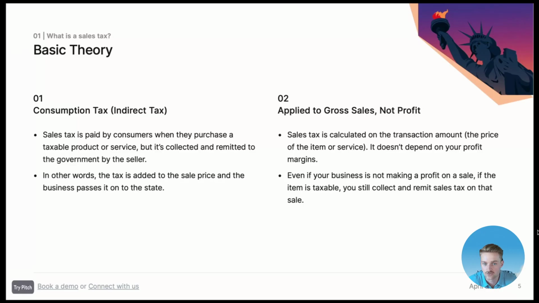Sales taxes apply to gross sales, not profit. So it's calculated on the total transaction amount. If you have a super thin margin, it doesn't mean that you'll pay less tax necessarily, so it's important to keep in mind. Even if you're not making a profit on the sale, the amount of tax owed still remains the same. Go ahead to the next slide, Benj.